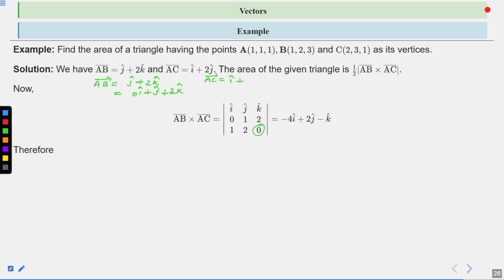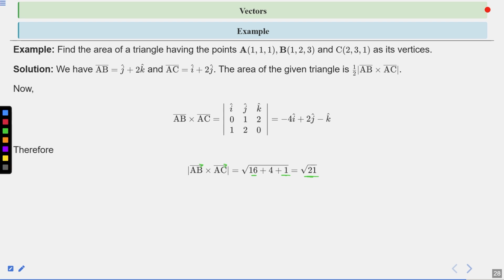i cap plus 2j cap plus 0 k cap. Why? Because there is an absence of k cap. So here the coefficients are 0, similarly 1, and this one is 2. So just substitute in determinant form and you will get this. And what is the magnitude? So the magnitude of AB cross AC will be under root 16 plus 4 plus 1, equal to under root 21.